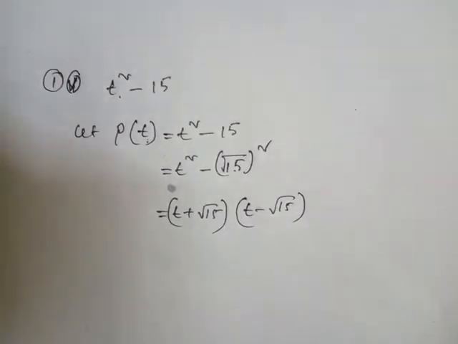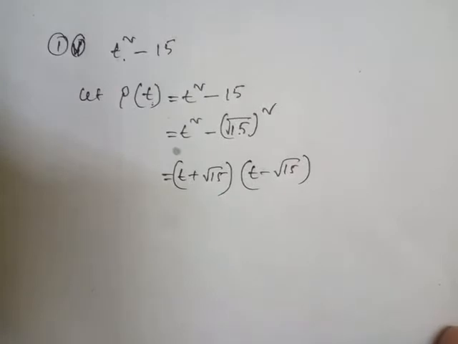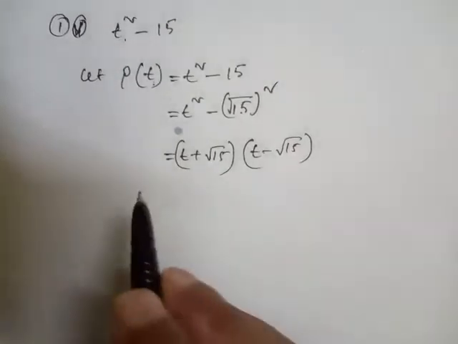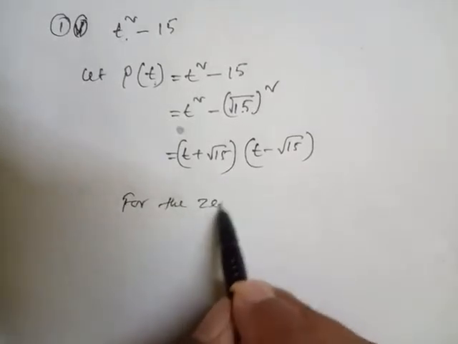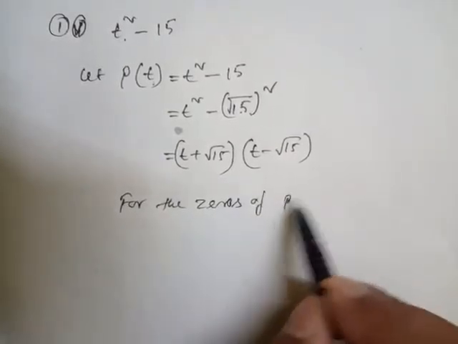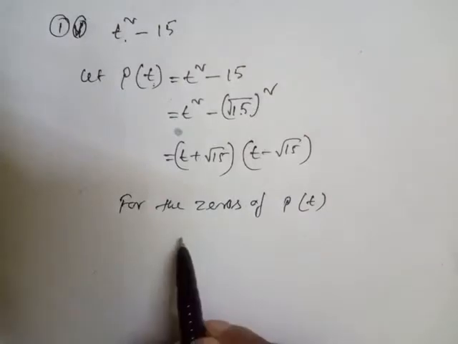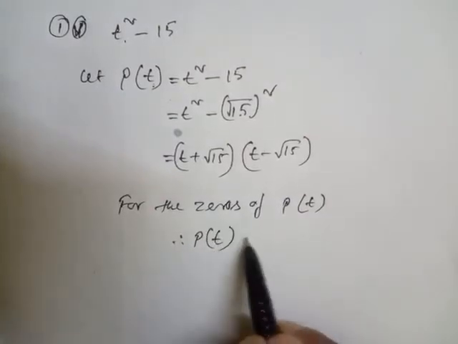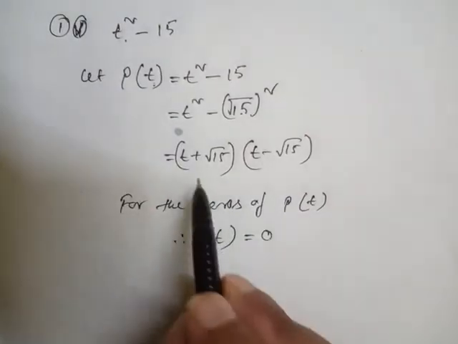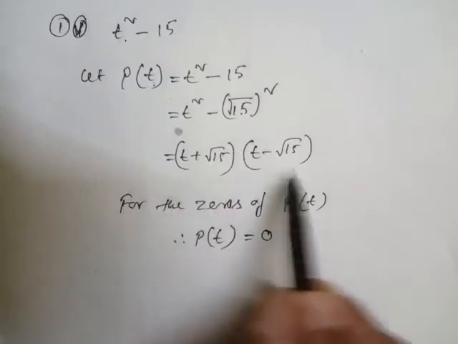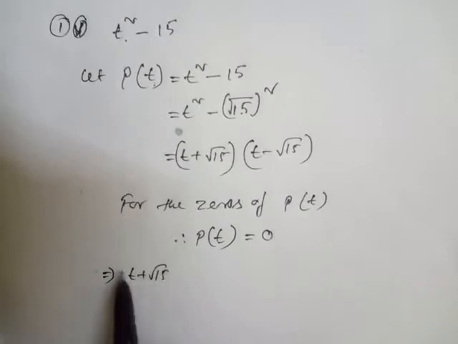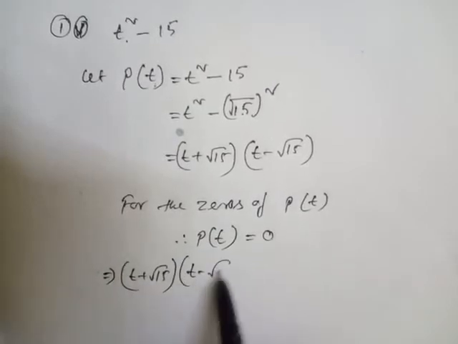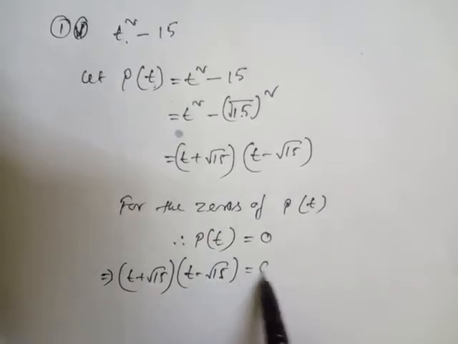Now after that student, since we have got this value of p(t), we'll write here that for the zeros of p(t), therefore p(t) equal to 0. If p(t) equal to 0, then in place of p(t) we'll write this value here. So we'll write here t plus root over 15 and t minus root over 15 equal to 0.